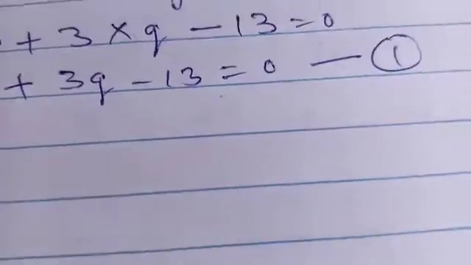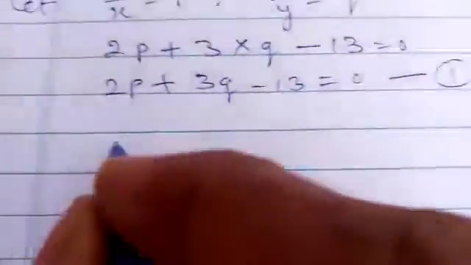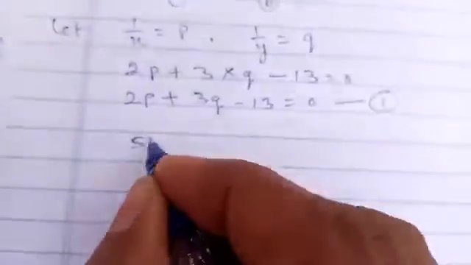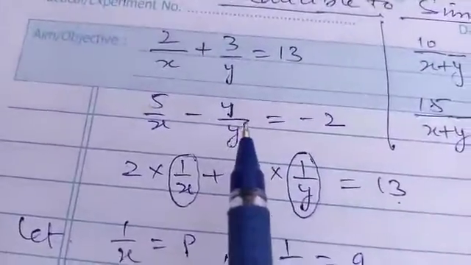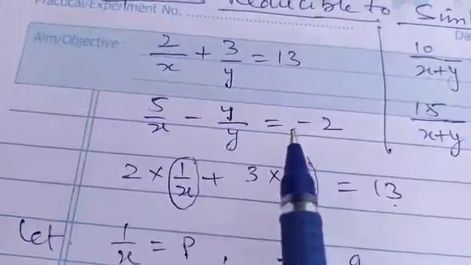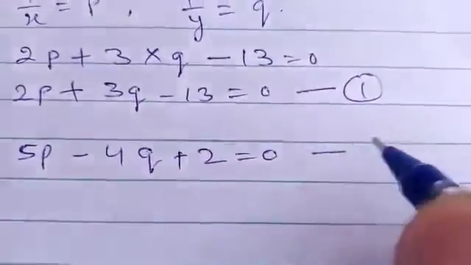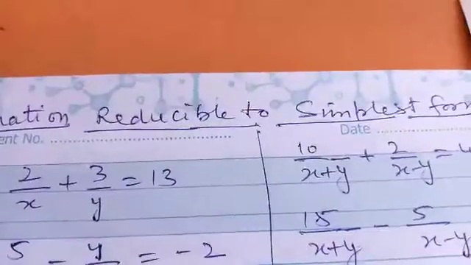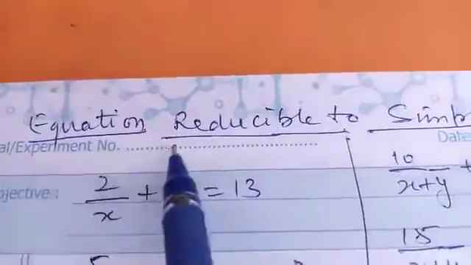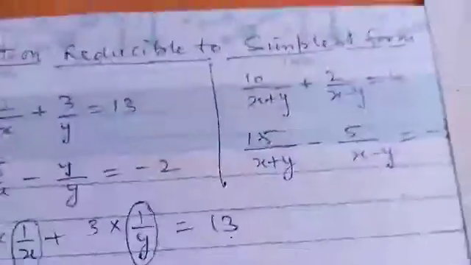In a similar way, the second equation will be reduced. It will be 5p minus 4q, and when minus 2 goes to the left hand side by transposing, it becomes positive, so plus 2 equal to 0. It is the second equation. In this form, the method is called equations reducible to the simplest form, the pair of linear equations in two variables.